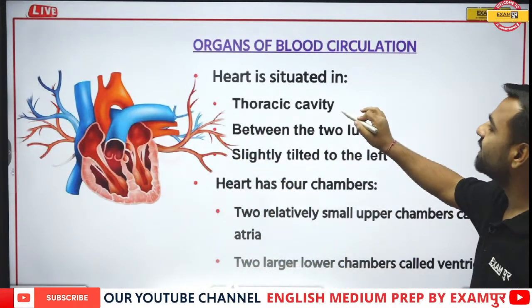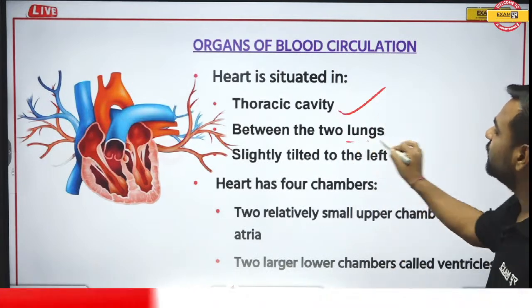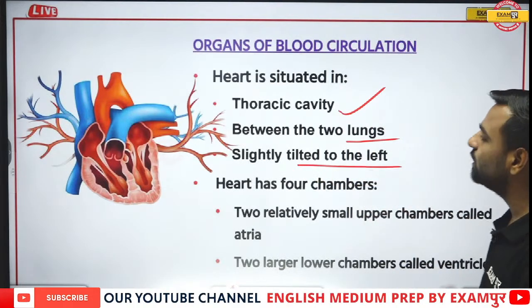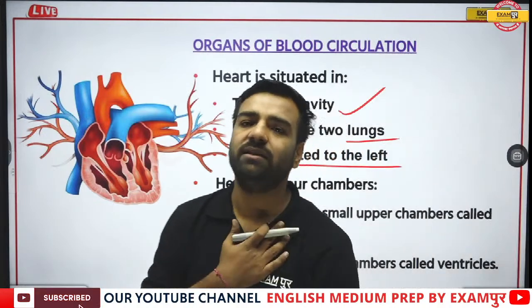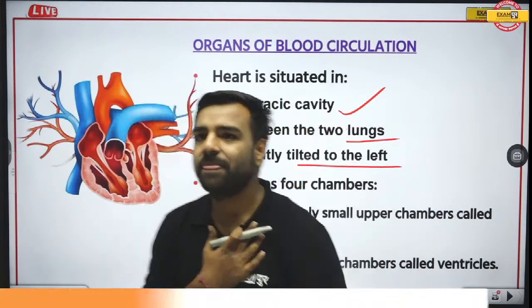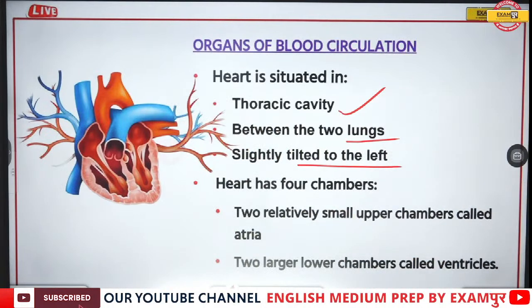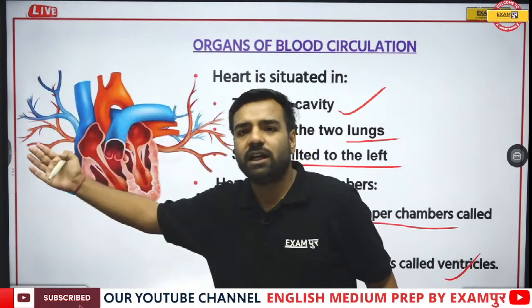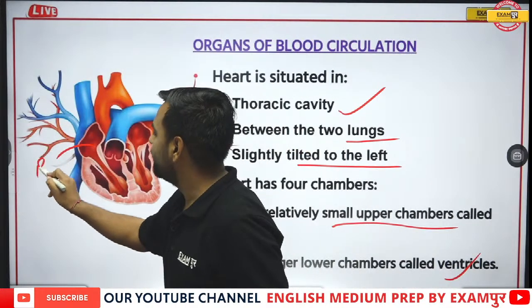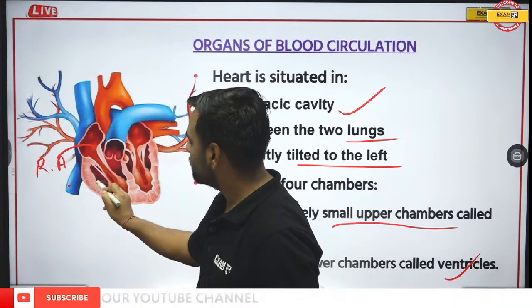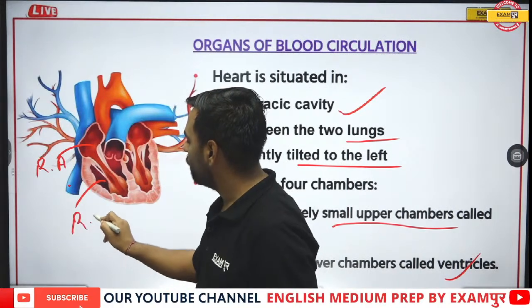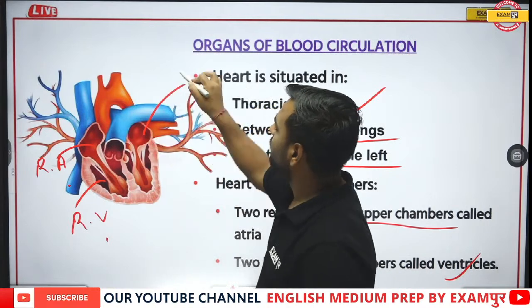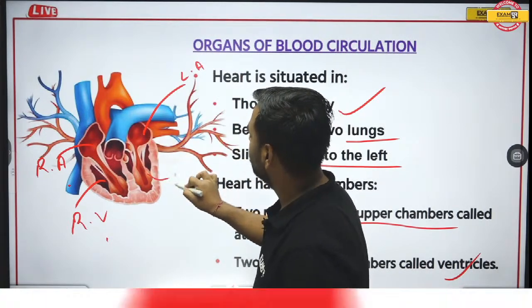What I'm saying is, the heart is situated in the thoracic cavity between the two lungs, and it is slightly tilted to the left. That's why we feel the heartbeat on the left side. Yeah. The heart has 4 chambers: 2 relatively small upper chambers called atria and 2 lower chambers known as ventricles. Just have a look at this diagram. On our right side, this is the right atrium. This is again on the right side, the right ventricle. On the left side, the left atrium, and this is the left ventricle.